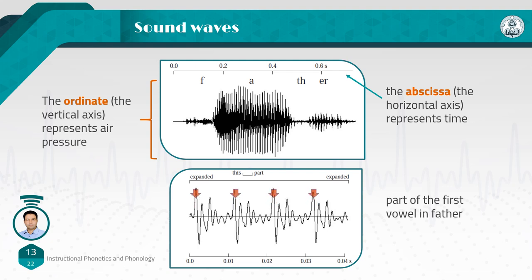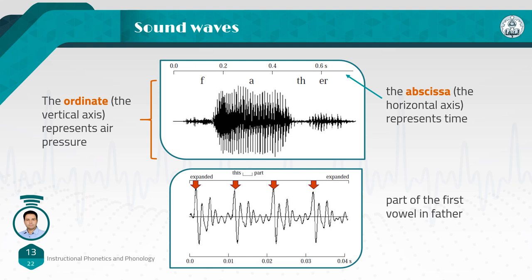The major peaks in air pressure recur about every 0.01 seconds, that is every 1/100th of a second. In every 1/100th of a second, you can see the major peaks like heartbeats. This is because the vocal folds were vibrating approximately 100 times a second. In 1 second, your vocal folds vibrate approximately 100 times, and you can understand this vibration here.